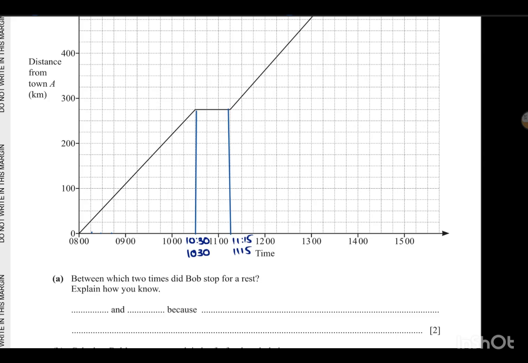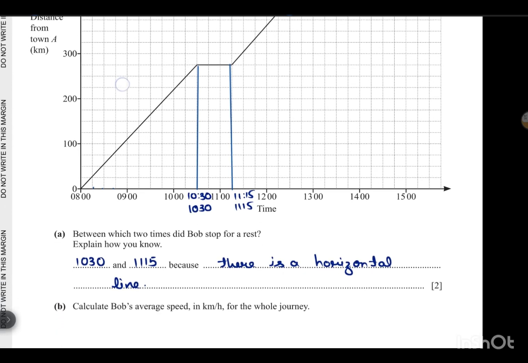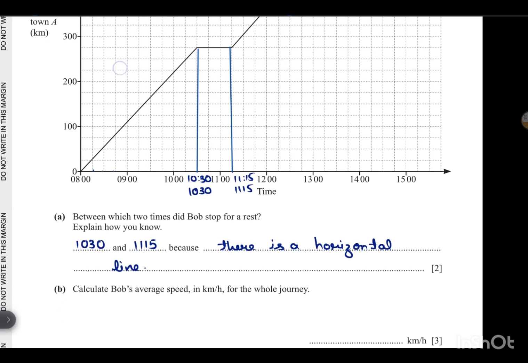Anything you can write. Why? Because there is a horizontal line in between those two times. Because of that horizontal line, you came to know it. Question number B. Calculate Bob's average speed in kilometers per hour for the whole journey.